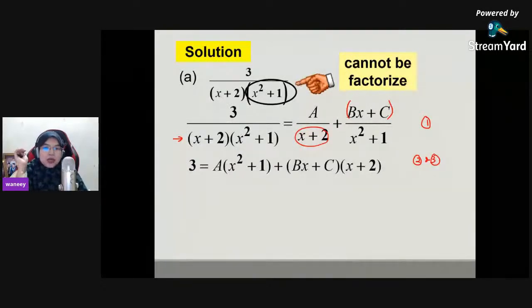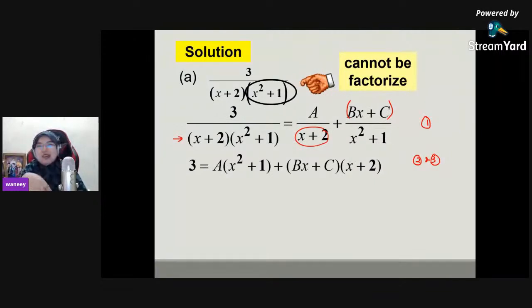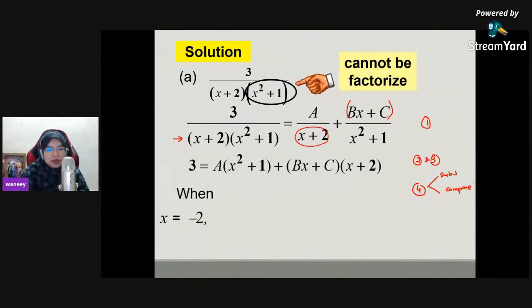Okay, so now we need to calculate what is the value of A, what is the value of B, what is the value of C. So you actually have two methods for that. You can either use substitution or you can use comparing coefficient. So nak guna substitution boleh, nak guna comparing coefficient boleh. Either one will work just fine. So for the fourth step, we got to solve them. So in this case, I'm using some substitution.